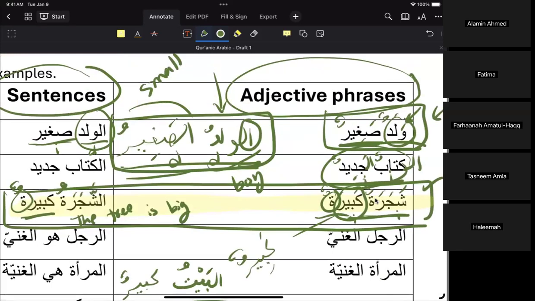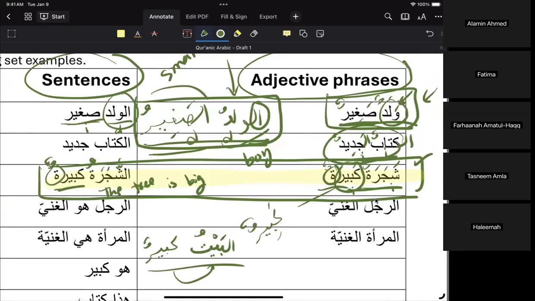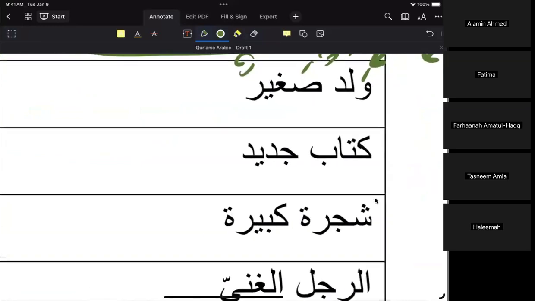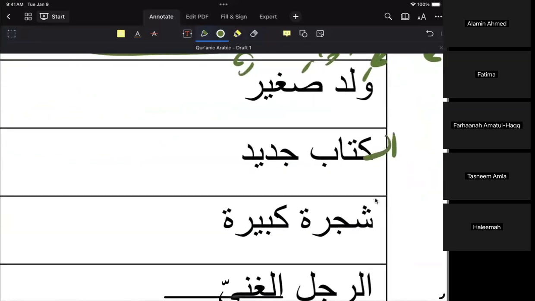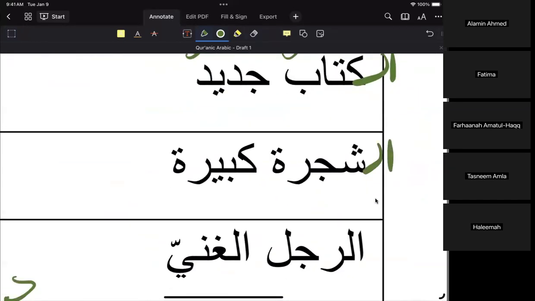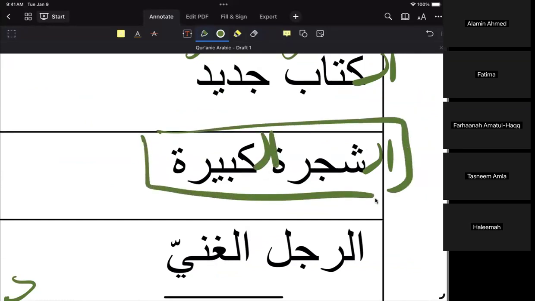But here, as you can see, this is very simple stuff, guys. To make an adjective into an adjective phrase and a sentence, what is the only difference, at least from what we see here? The only difference is that in the sentence, we make the noun definite and we keep the adjective indefinite. You say kitabun jadidun, but if you say al-kitabu jadidun, it becomes a sentence. If I just add alif lam here, it becomes a sentence. But what happens when I add alif lam in both of them? Again, it goes back to being an adjective.